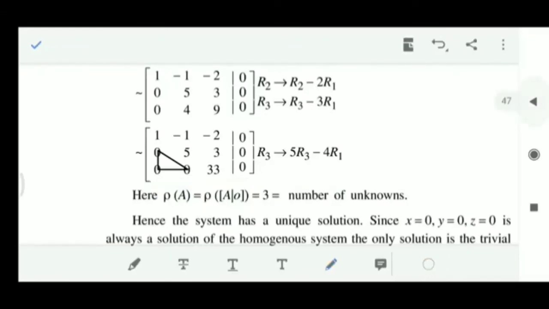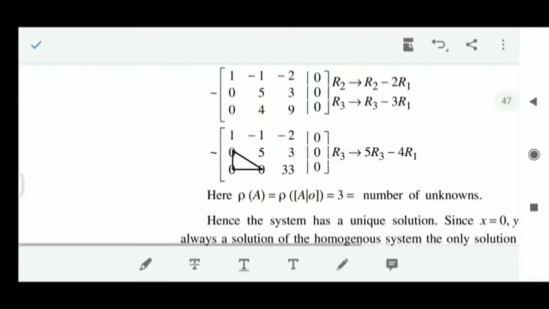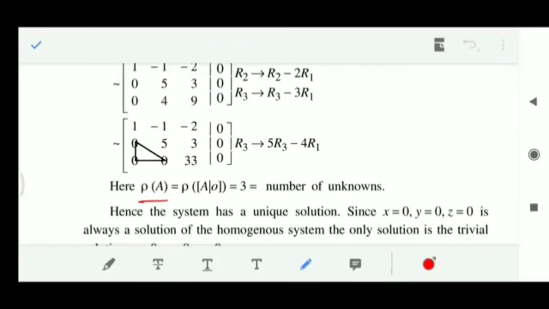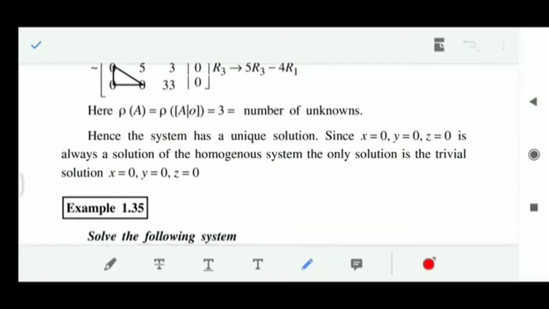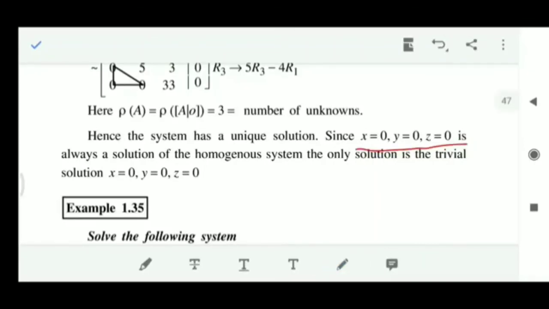Now this is in the echelon form. If you look at this, the rank of A and the rank of the augmented matrix A slash 0 are both 3, which is equal to the number of unknowns. Therefore we get a unique solution, which is called the trivial solution. The trivial solution is x equal to 0, y equal to 0 and z equal to 0.